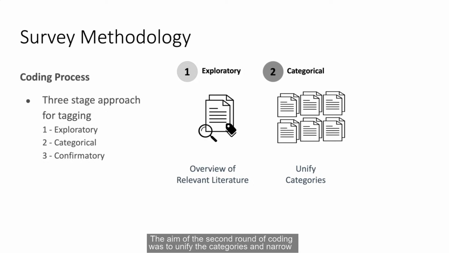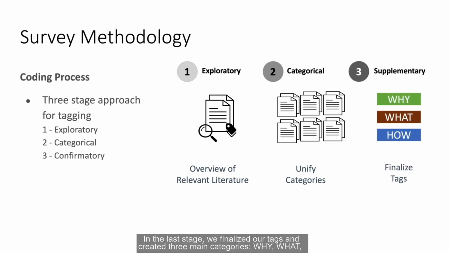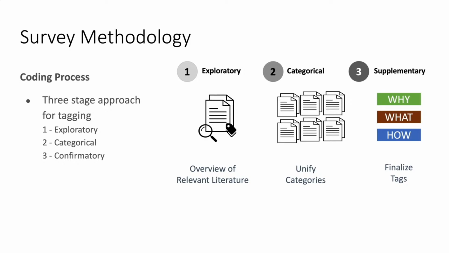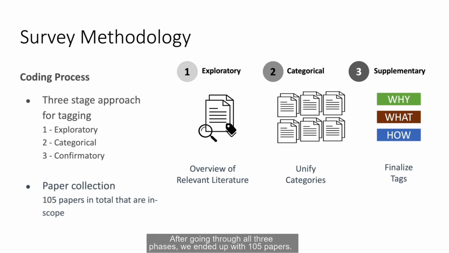The aim of the second round of coding was to unify the categories and narrow down the scope. Each paper was coded by at least 2 co-authors independently. We worked together to resolve cases of ambiguous or uncertain classification. In the last stage, we finalized our tags and created 3 main categories: why, what, and how, and I'll explain these in the next slide. After going through all 3 phases, we ended up with 105 papers.